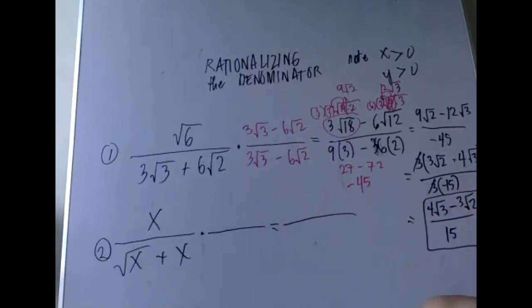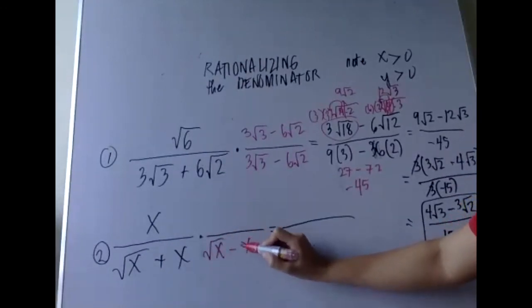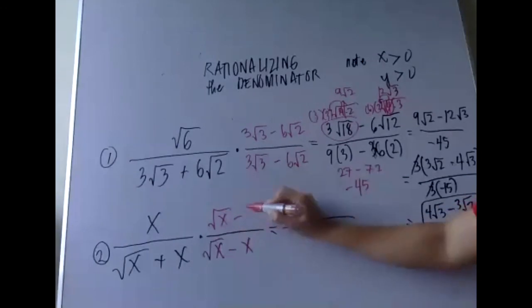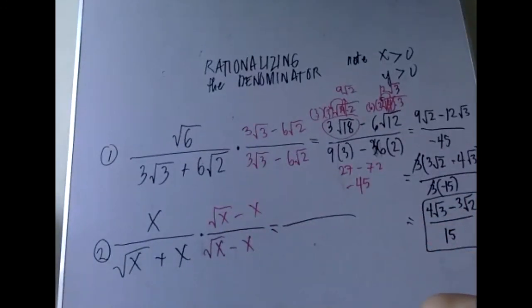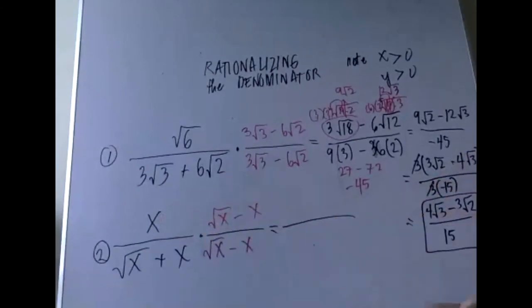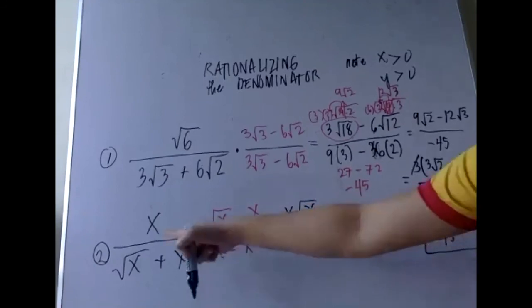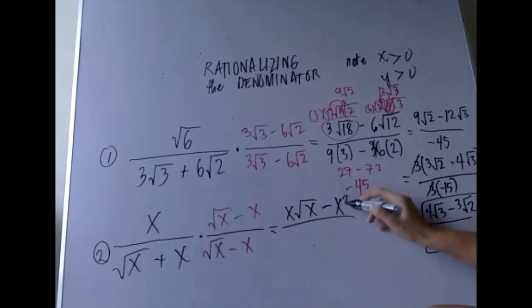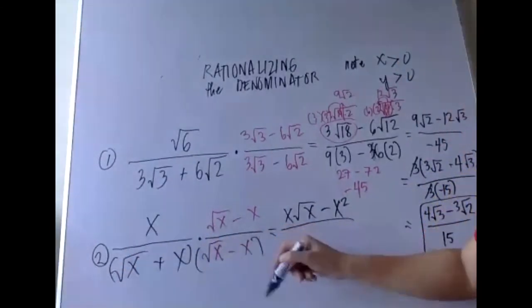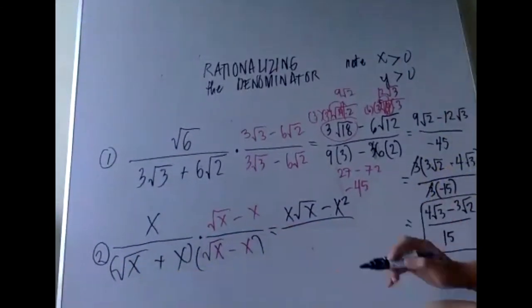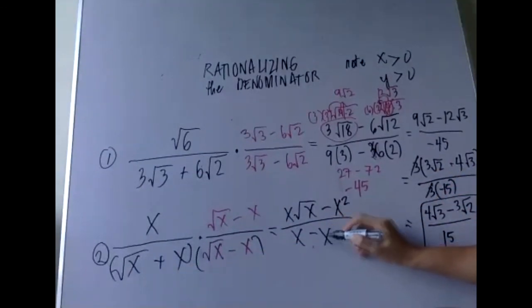Okay. Ano yung conjugate nito? Square root of x minus x times square root of x minus x. Now, multiply. Sa taas, we will have x square root of x minus x times x, x squared. Here, difference of 2 squares lang yan. Okay, square of root of x, that's equal to x. Square of this minus x squared.